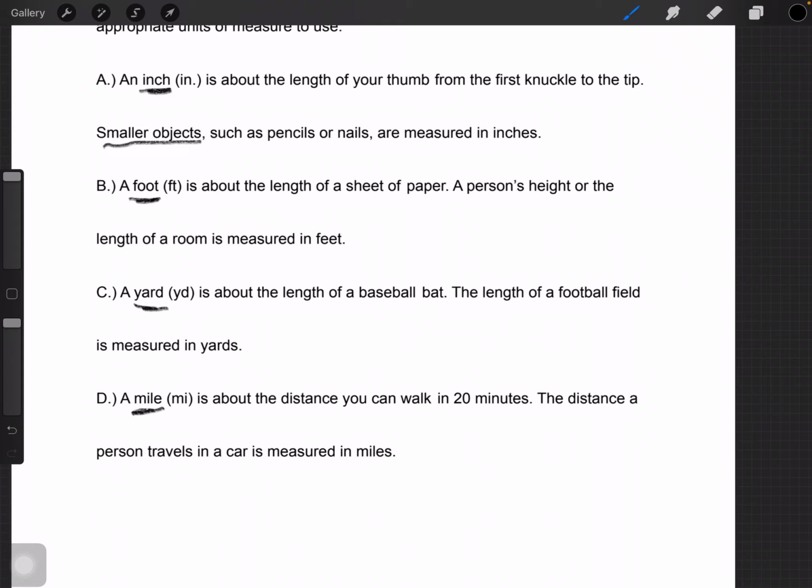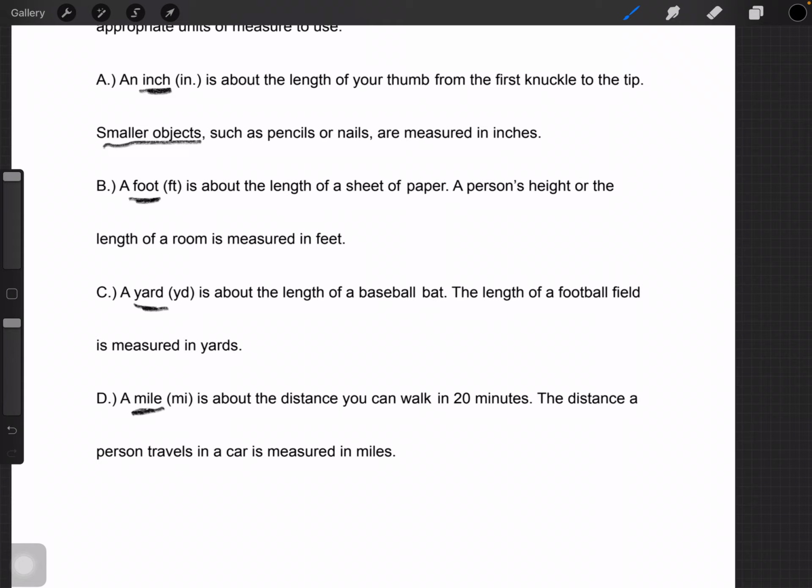And C says a yard is about the length of a baseball bat. So it's probably like an arm's length or a wingspan. The length of a football field is measured in yards. And D says a mile is about the distance you can walk in 20 minutes. The distance a person travels in a car is measured in miles because cars can go really fast. So that makes sense. These are in order from smallest to greatest, an inch being the smallest and a mile being the largest.